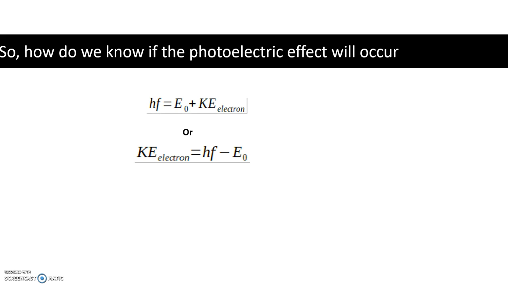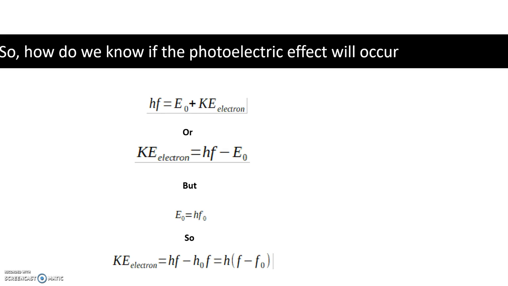Now it's important to know that E sub naught can actually be written in a different way. It can be written as some threshold frequency times Planck's constant. So you can actually write E sub naught in that alternate form. So let's do a little substitution. All I did was substitute h times f sub naught for E sub naught. And then I factored out Planck's constant.